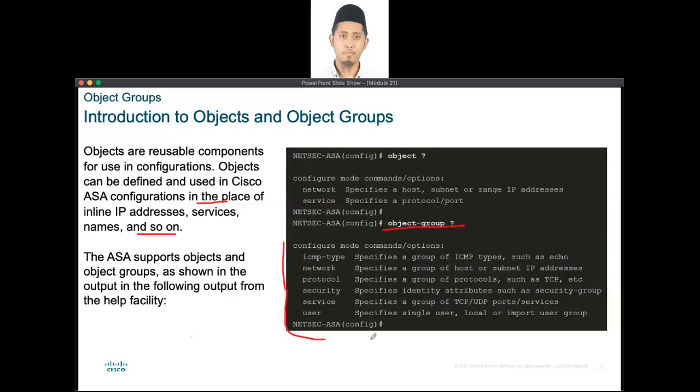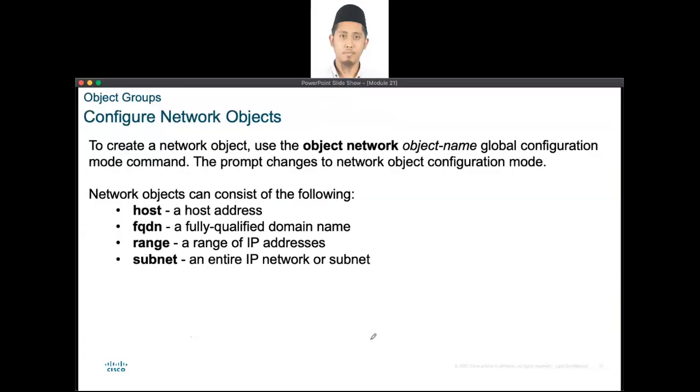All right, this one. So this is the configuration mode option that they have. Okay. So configure network object. To create a network object, you use the object network command and also the object name. It is a global configuration mode command. The prompt changes to network object configuration mode.